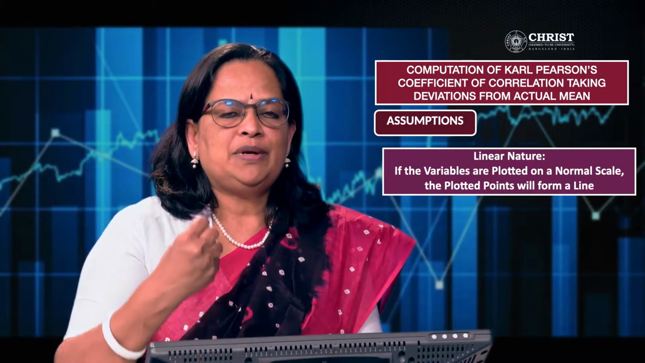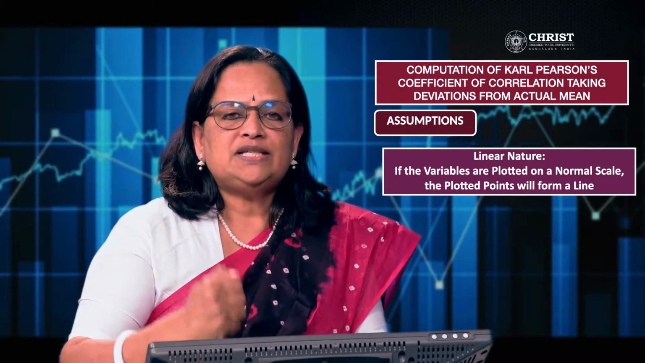Third one is linear nature. If the variables are plotted on a normal scale, the plotted points will form a line. Actually, in general, we may get a non-linear relationship, but non-linear computation is very difficult. So for Karl Pearson's coefficient of correlation, we are making the assumption that if we plot the values in a graph, they will form a line. That is the third assumption we are making, the linear nature. So three assumptions: one is normality, second is causal relationship, and third is linear nature.